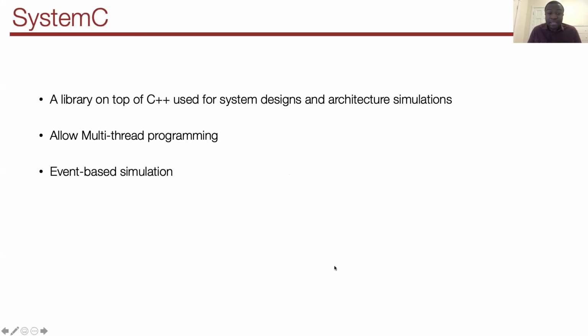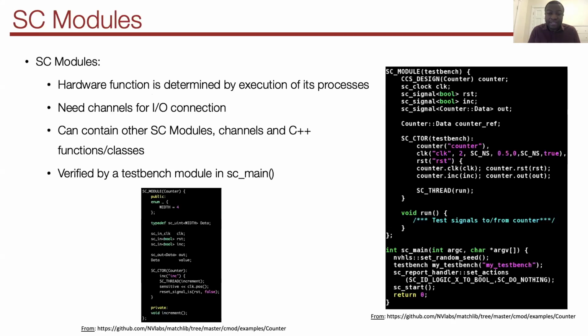For complex designs, it is highly advantageous to use SystemC, which is a library built on top of C++, to design systems and to perform architecture simulation. The inner workings of SystemC are event-based, and it also allows for multi-thread programming, which means that multiple parallel processors can work simultaneously, and this can help maximize the throughput of your design.